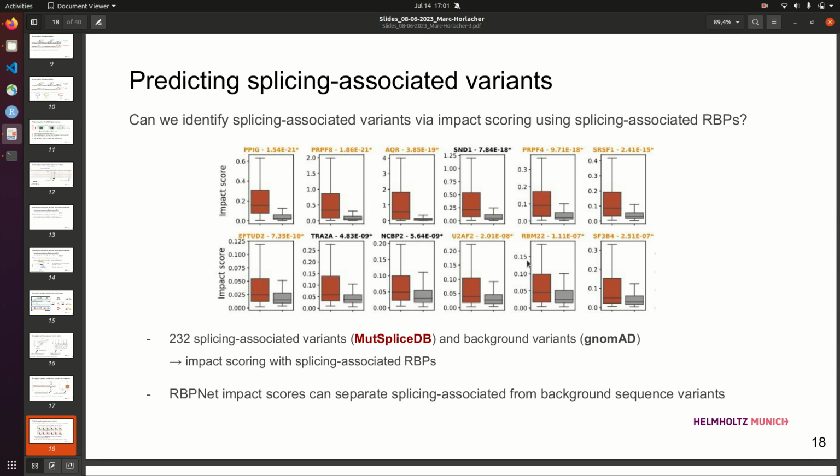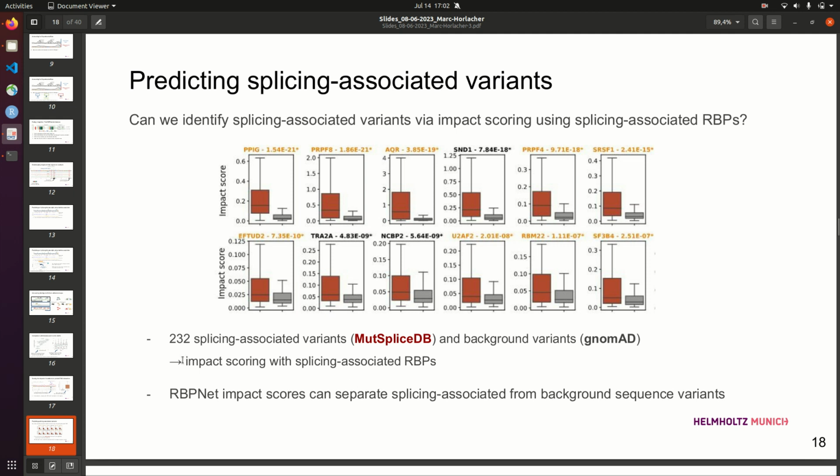So one application of the variant impact scoring we checked out is that we wondered whether we can identify splicing-associated variants via impact scoring of splicing-associated RBPs. So basically the idea is that we use RBPs that are associated with splicing, and we score the impact of variants and check whether the impact scores can then differentiate between splicing-associated and background mutations.